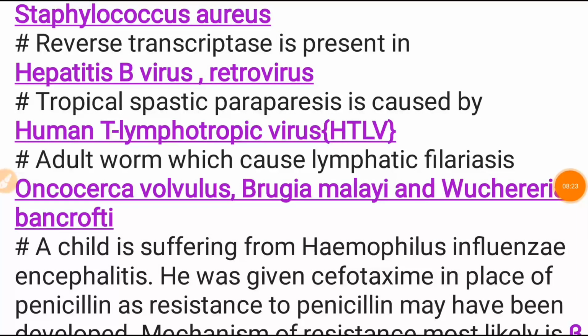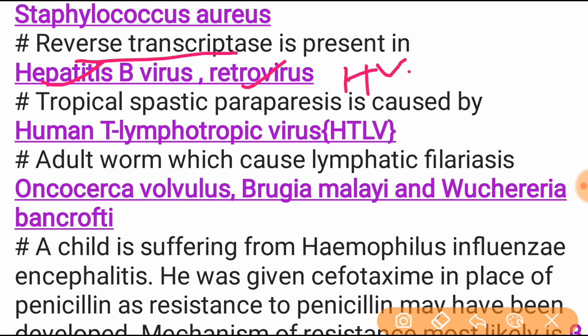Next is the reverse transcriptase. Reverse transcriptase is present in, first of all, the hepatitis B virus and retrovirus. That means the HIV. You have to remember HIV.